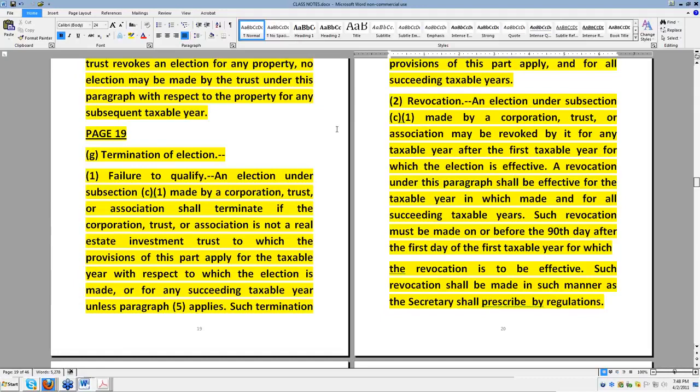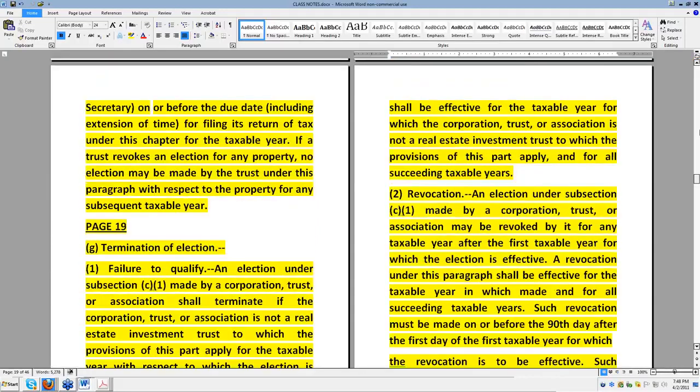An election under subsection C1 made by a corporation, trust, or association shall terminate if the corporation, trust, or association is not a real estate investment trust to which the provisions of this part apply for the taxable year with respect to which the election is made, or for any succeeding taxable year unless paragraph 5 applies. Such termination shall be effective for the taxable year for which the corporation, trust, or association is not a real estate investment trust to which the provisions of this part apply, and for all succeeding taxable years.